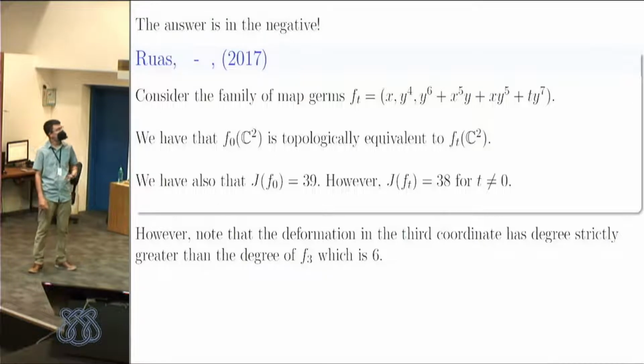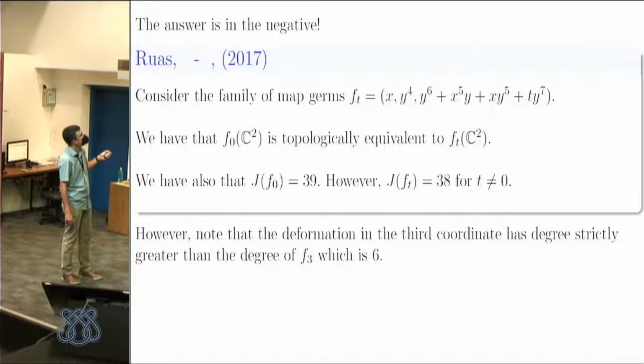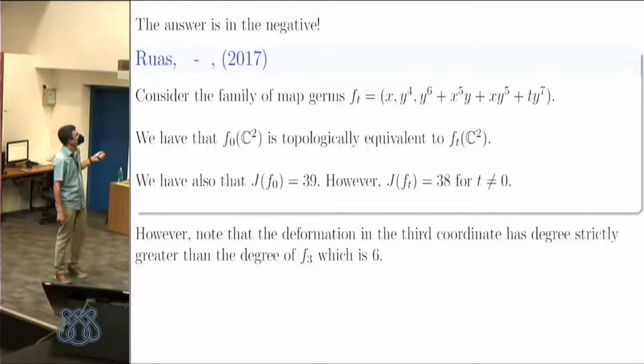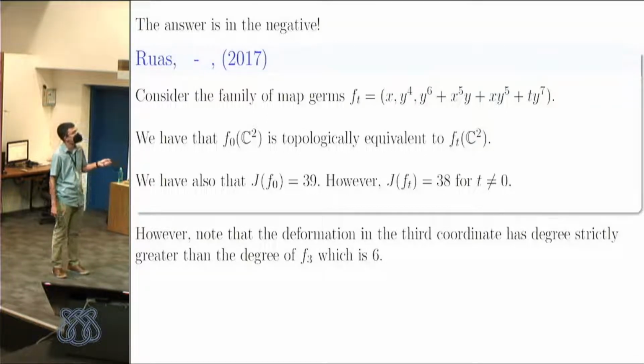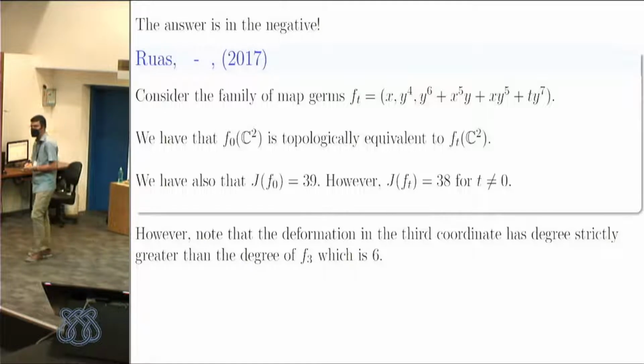And this implies that the invariants C and T are constant, and that the surface given by the image of the map F0 and the surface given by the image of Ft are topologically equivalent. But when you calculate the invariant J at level 0, we find the number 39. However, at level t, we find the number 38. So the conclusion is the invariant J is not a topological invariant. But there's something strange here, something that we need to understand.